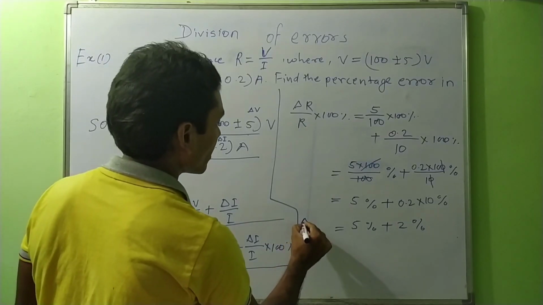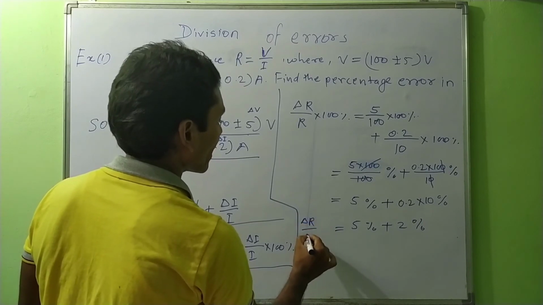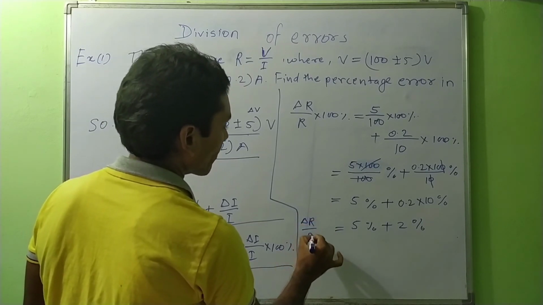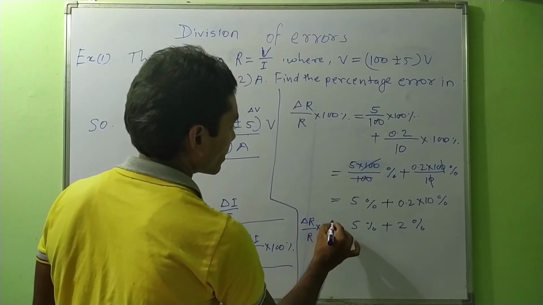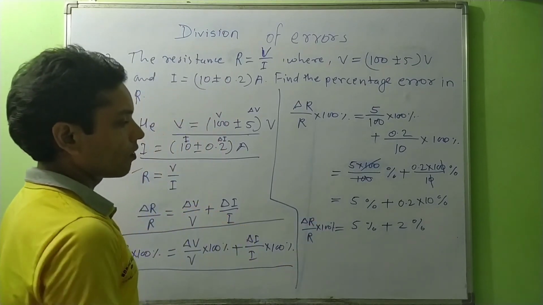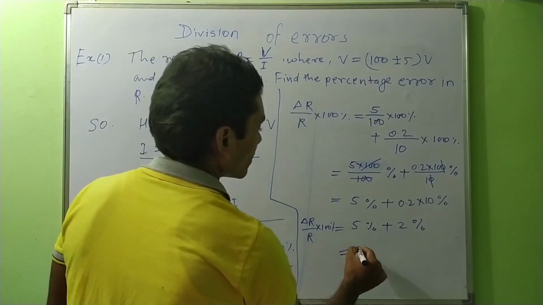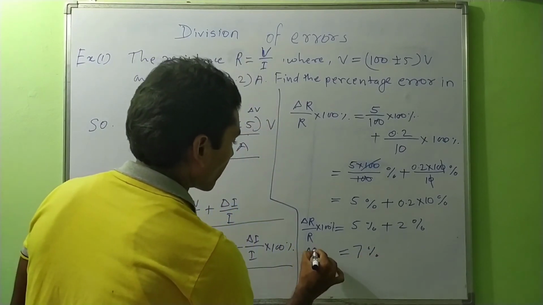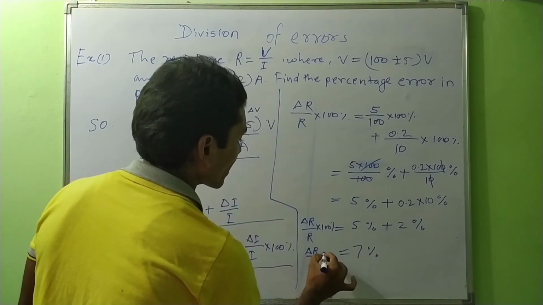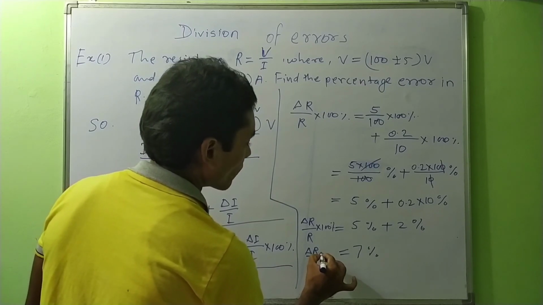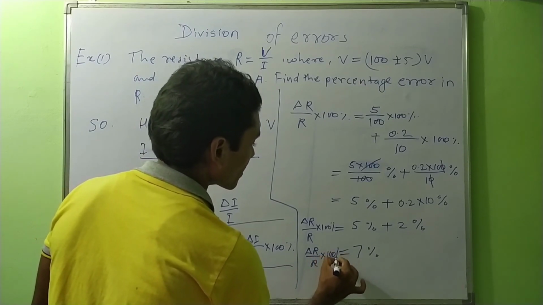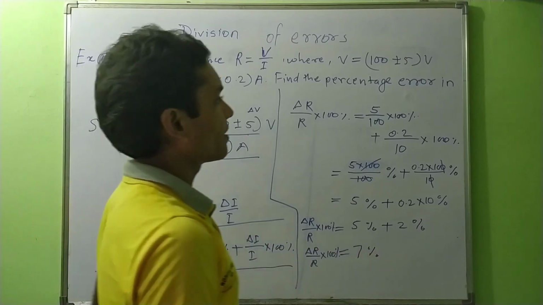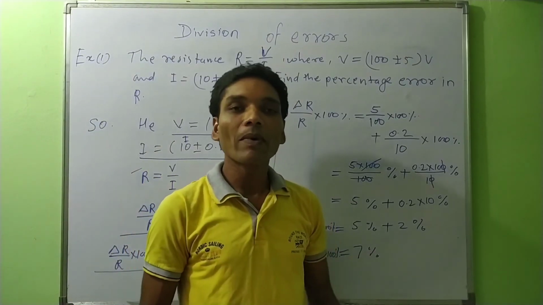And this is equal to ΔR/R into 100%, or this will be 7%. So the percentage error in the resistance of the given wire is 7%. Okay, it is a very simple example.